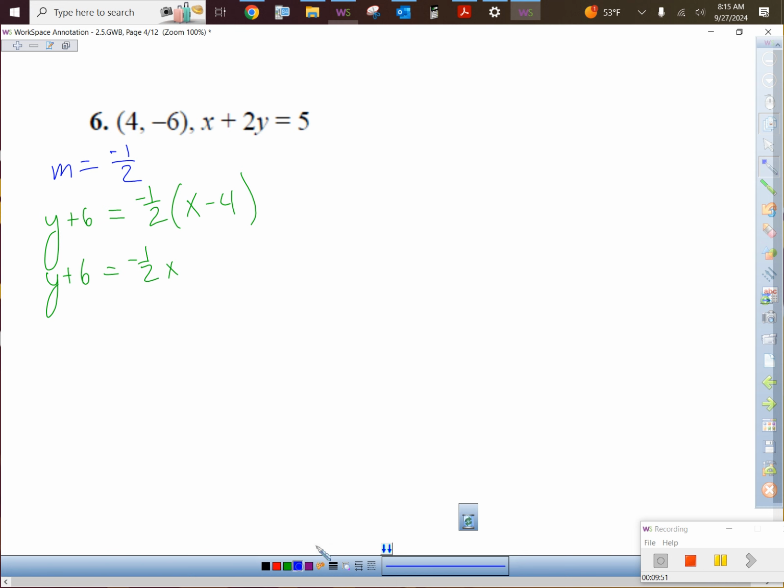-1/2 x. What's this sign going to turn out to be? A -1/2 times a -4. Sign is positive. 2 goes into 4 twice. Take it times the numerator. Again, if you need some help with those fraction things, just ask me later and I'll help you. We'll go through a couple. Minus 6, minus 6.